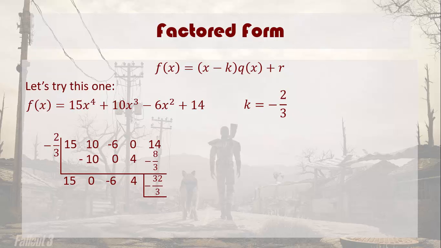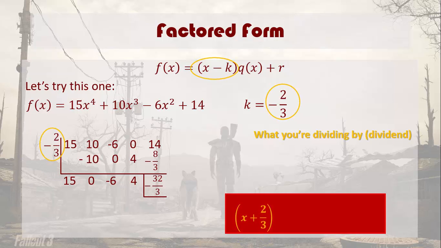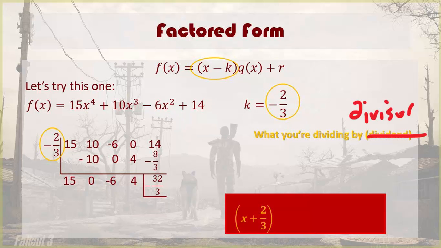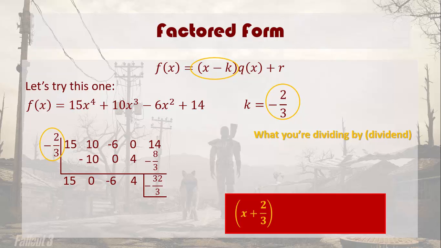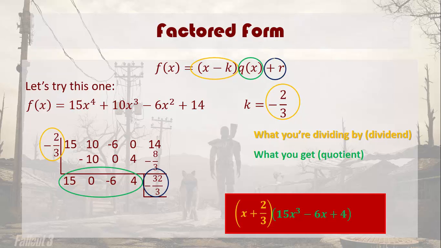Alright, and now we want to express it in factored form. So you're going to take what you divided by, again, the divisor, times the quotient. The quotient is going to be right there. And then add the remainder. And that would be your final answer. Alright, that's referred to as factored form.